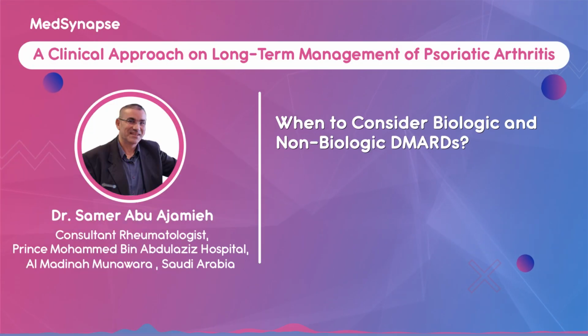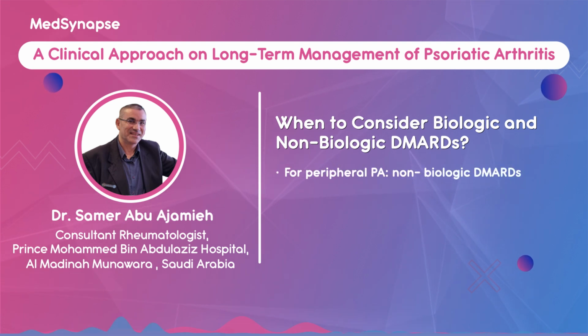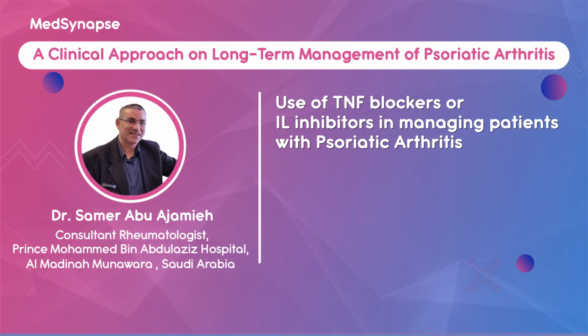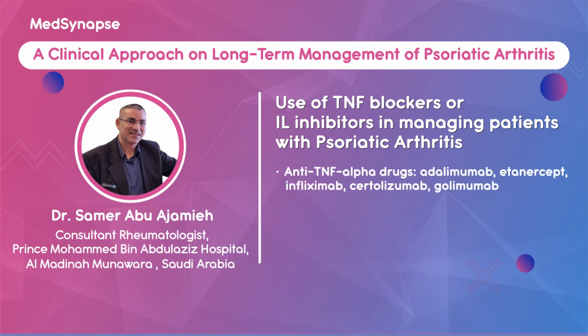If there is peripheral arthritis, we usually start with non-biologic DMARDs like methotrexate or leflunomide. And we can also make a combination with sulfasalazine. But when we see that the patient has dactylitis, enthesitis, or axial involvement, then usually we start immediately with the biologic drugs. Well, okay, the options that we have now, first thing, the anti-TNF alpha blockers.